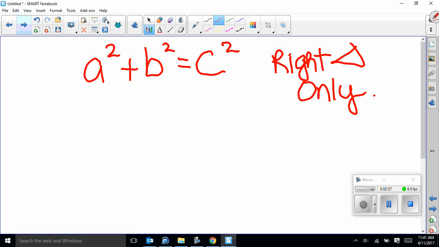So for this, let's look at the triangles that we worked with earlier and see if any of them are right triangles. Well, no, let's do that tomorrow. I'm going to give you some triangle measures, and you're going to find the hypotenuse. So what happens if A equals 10 and B equals 3?